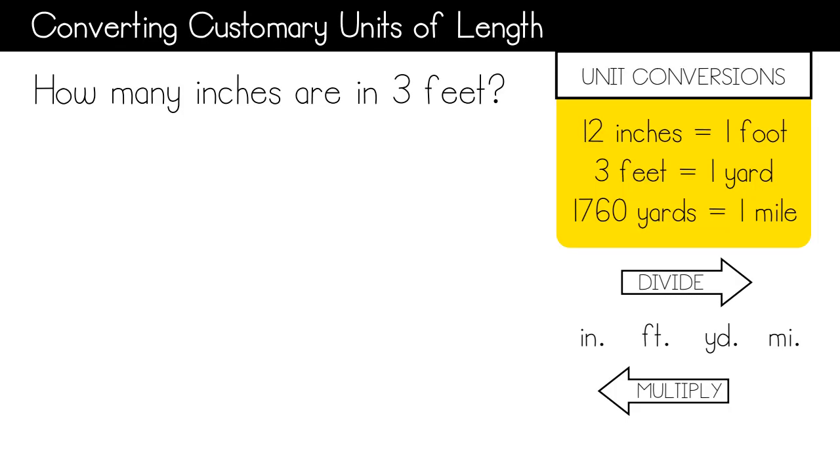So today we're looking at not just being able to identify these units of length, but also how we convert among the different units of length. Let's look over here first at our unit conversions. 12 inches equals 1 foot. 3 feet equals 1 yard. 1,760 yards equal 1 mile. Now I'm going to show you this really cool strategy that I use when I'm working on my unit conversions.